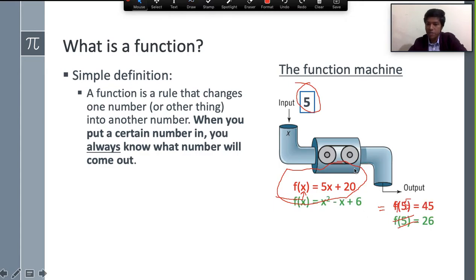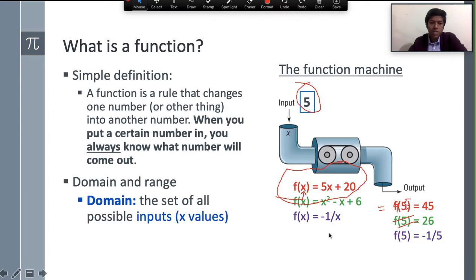If this is the function, then you get 45, and if you give another number, you get another answer. All of them are functions. What is the domain of the function? Domain is this 5 in our example. Range is 45 in our example. Domain is the input, range is the output. If you give another number after 5, all of them will become the domain, and for all of them you will get some answer. They will be the range.